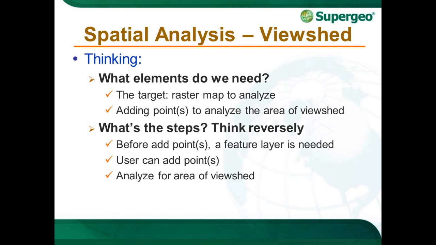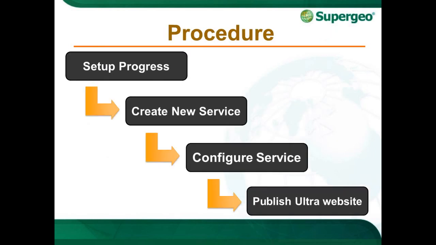So what is going to be the step within this geoprocess? It actually contains 3 different steps. The first is, before we add the points, a feature layer is going to be needed. So it's just the same as the buffer analysis. We're going to provide a point layer that allows the user to store the point they want to define, and so the user can add a point, and then we can analyze the area of the viewshed.